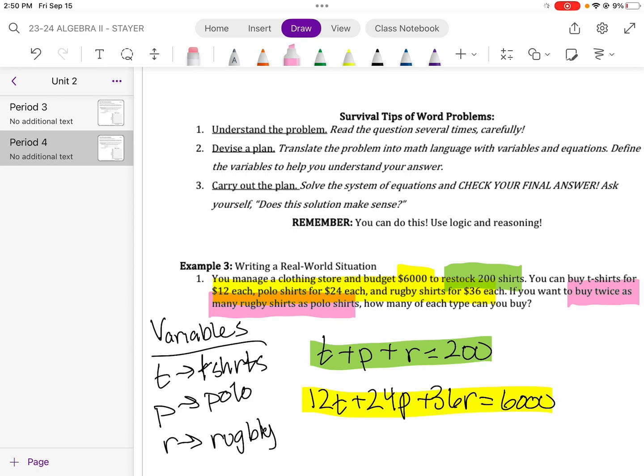So if I have 4 polos, twice as many rugbies as polos. If I want twice as many rugbies as polos, what number of shirts would rugby be? 8. Wouldn't it have to be 8 here? What if I wanted 20 rugby shirts? How many polo shirts? 10. So this begs the question, is it P equals 2R or 2P equals R?